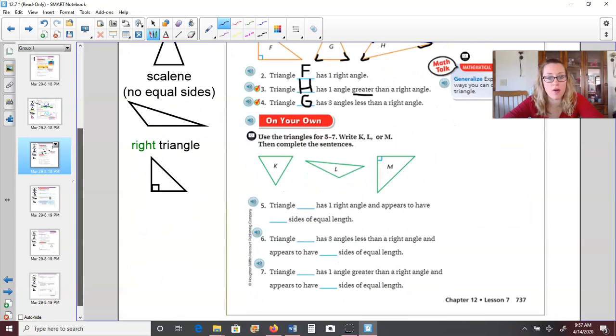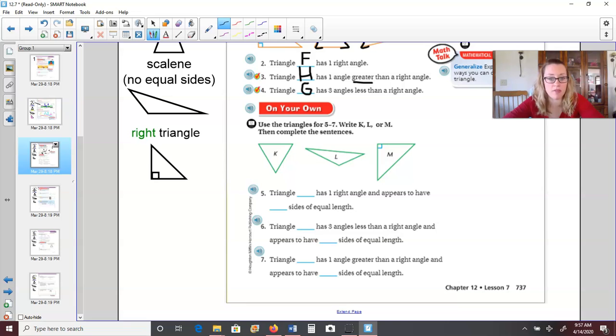All right, on your own, using these triangles, same type of thing, filling in the blanks, which triangle matches the clues. Let's look at number 5. Triangle blank has one right angle and appears to have how many sides of equal length? Okay, so the clue here is a right angle. And so I see that right angle in triangle M. And then we need to look at the sides. How many sides of triangle M appear to be the same length?